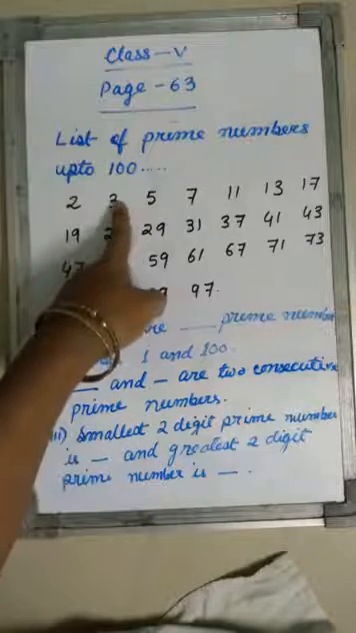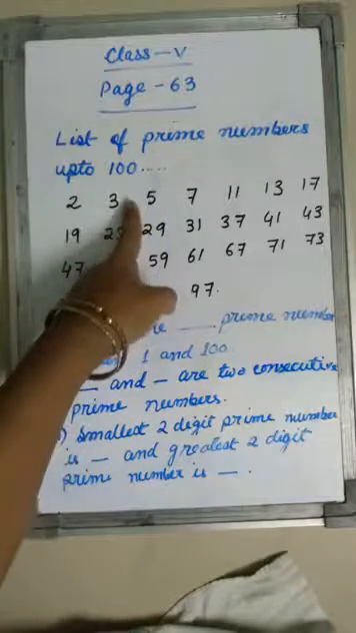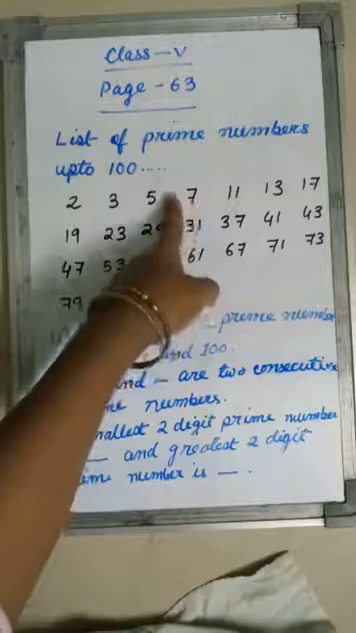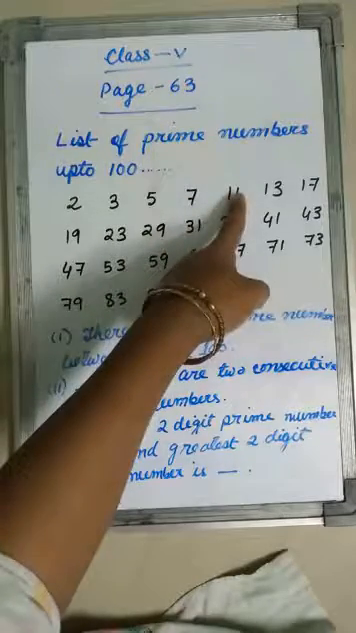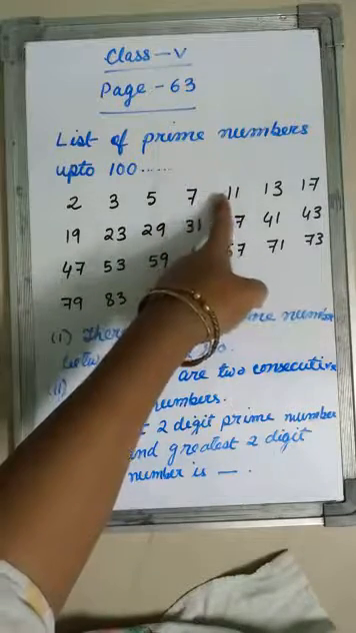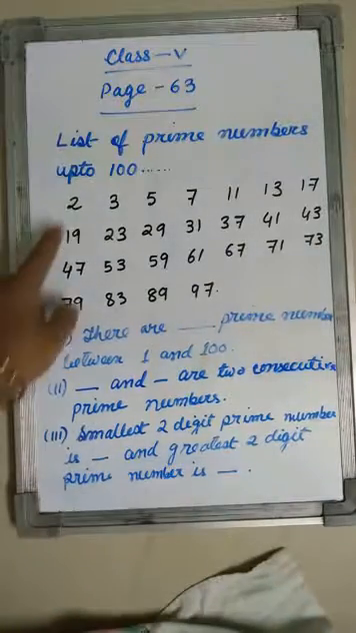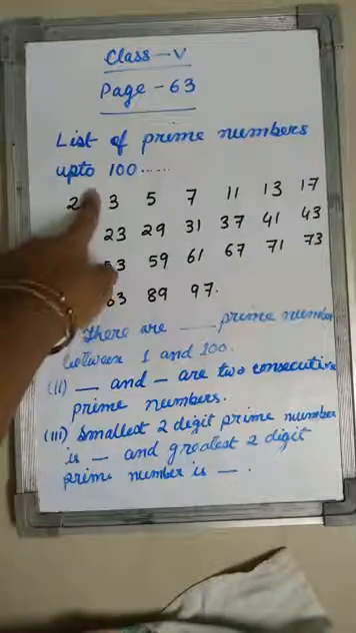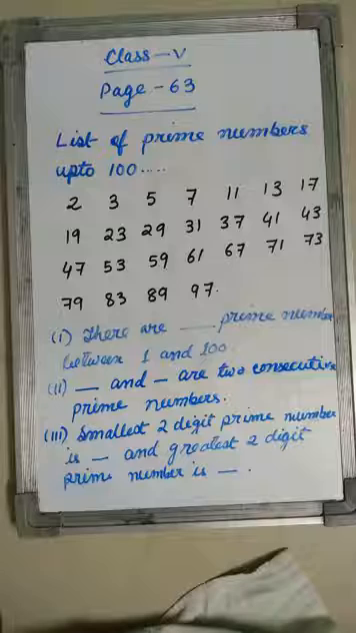But you can see that between 3 and 5 we have 4, between 5 and 7 we have 6, between 7 and 11 we have 8, 9 and 10. But between 2 and 3 we do not have any number, so they are consecutive numbers.